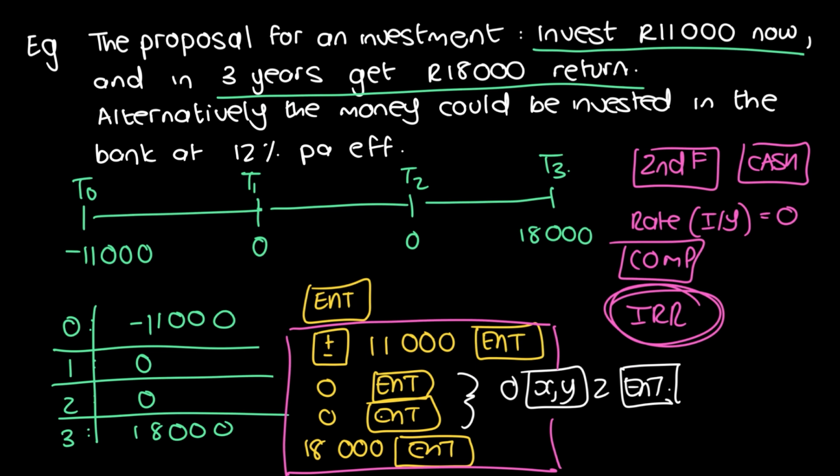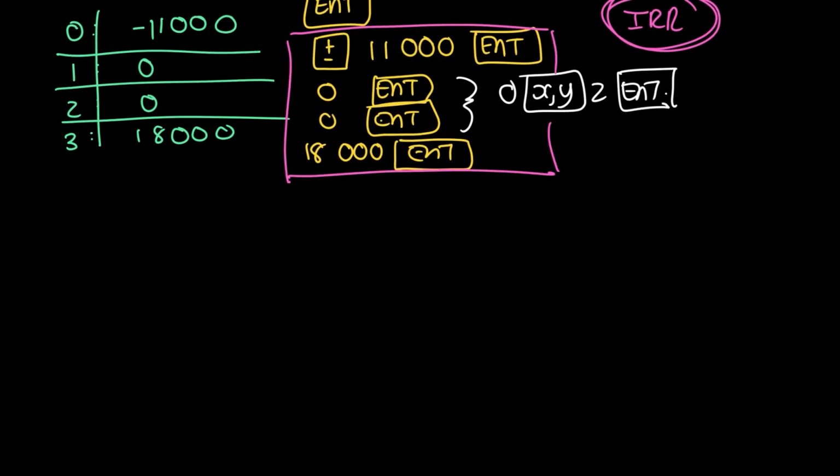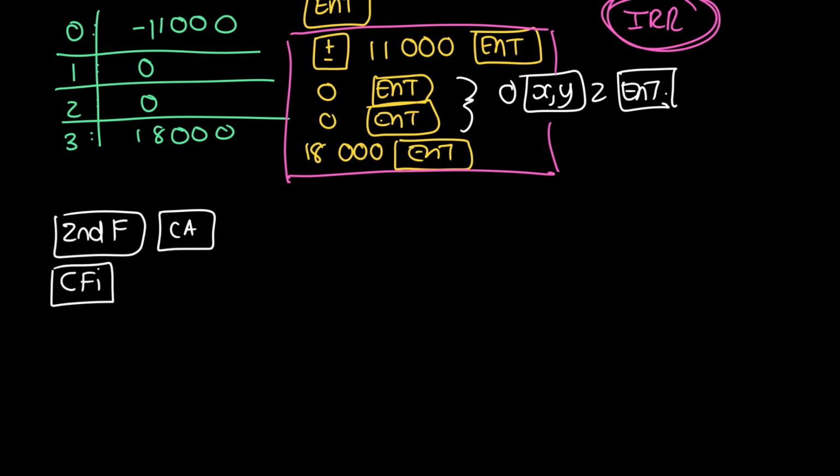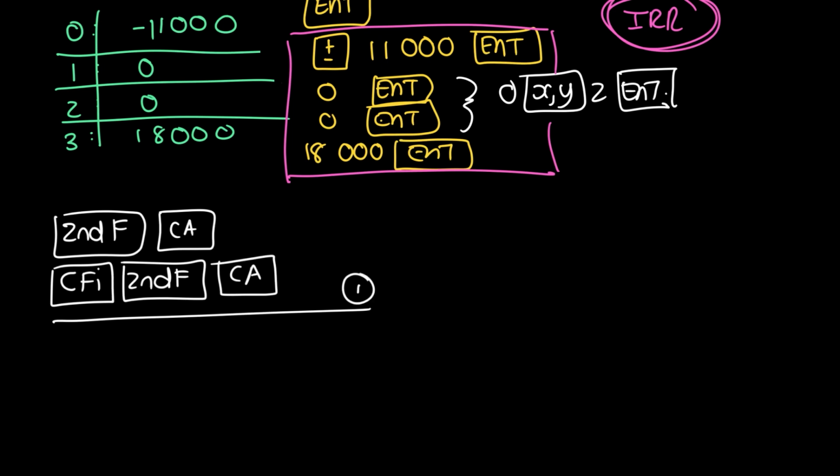So let's go through the full recipe to remind us how to input everything on our calculators, including removing the past data, so clearing the memory. So we have that table, and let's go through the recipe. The first thing we do is second function CA. Then we're going to say CFI, second function CA. So that's just clearing our information.